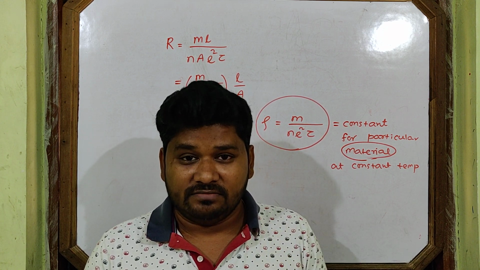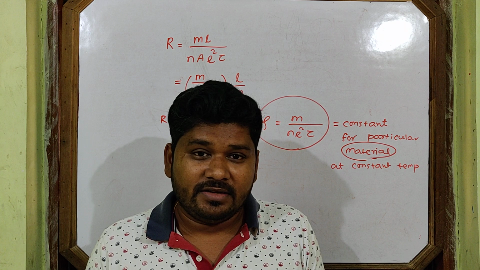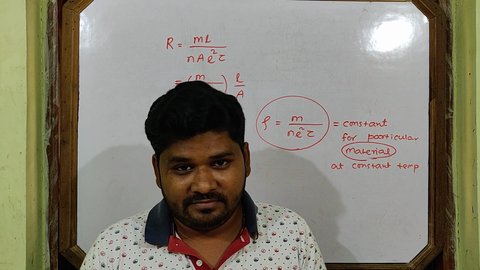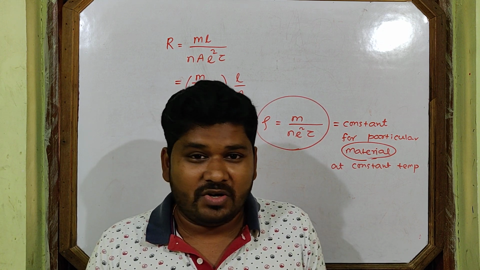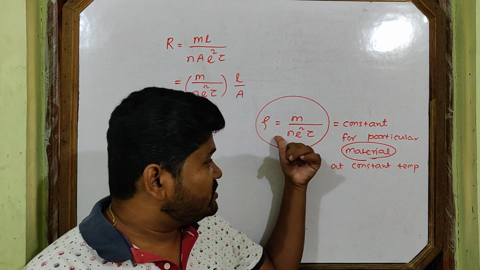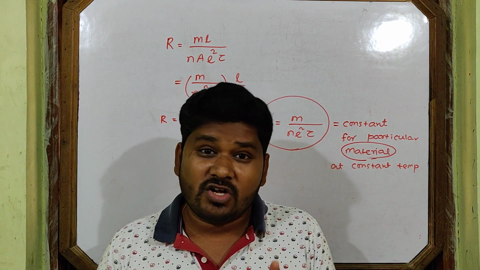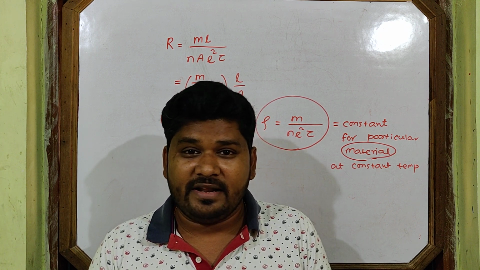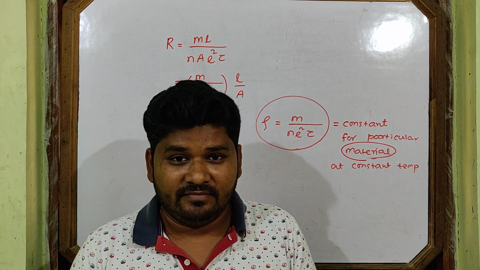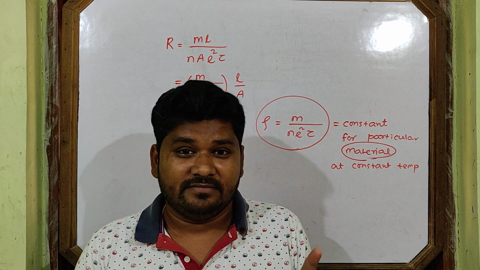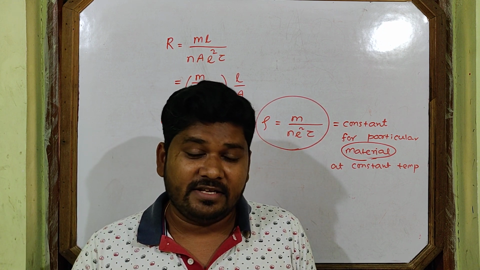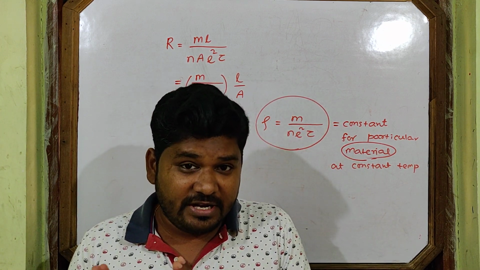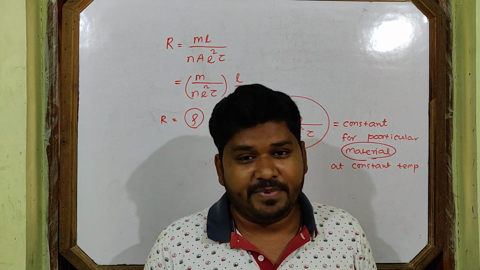Suppose the material is iron. You may take one iron pole, you may take one iron needle. If both are of the same material, iron, then rho is constant. Specific resistance is constant, resistivity is constant, because both are made up of the same material. But their resistance varies because resistance depends on length and also on area of cross section. I hope you better understand the difference between resistance and specific resistance.